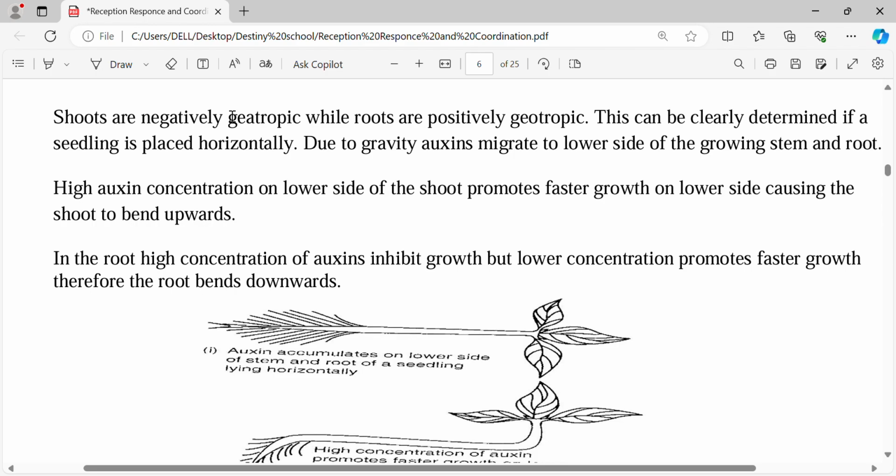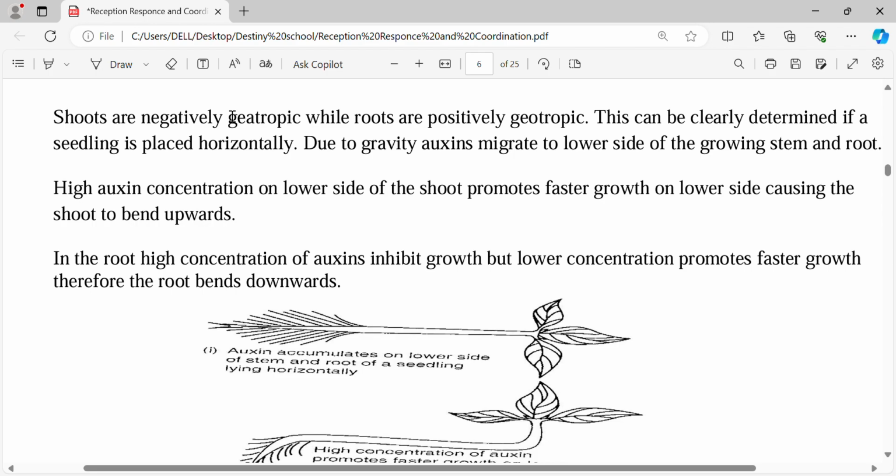But if it is against the stimuli, then that is a negative response. So when the shoot is growing upwards, it is growing against gravity, because if you were obeying gravity, you should grow towards the soil, towards the earth's surface.